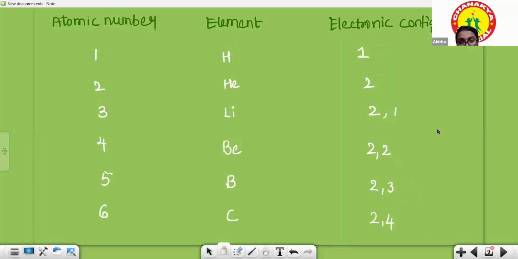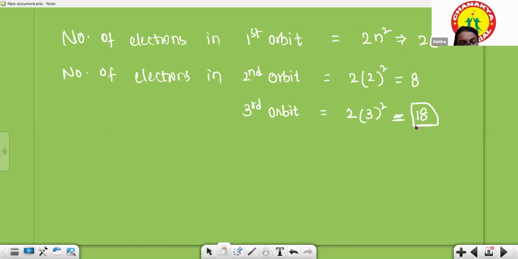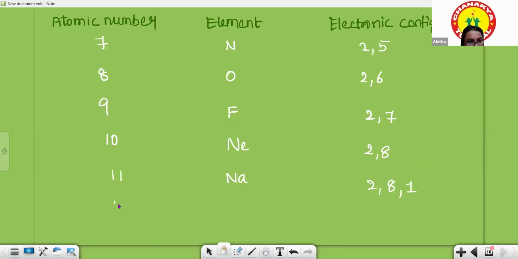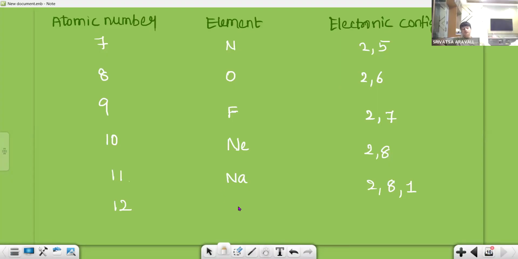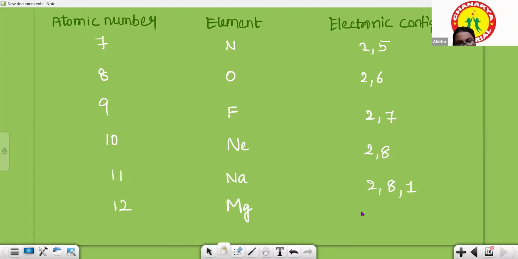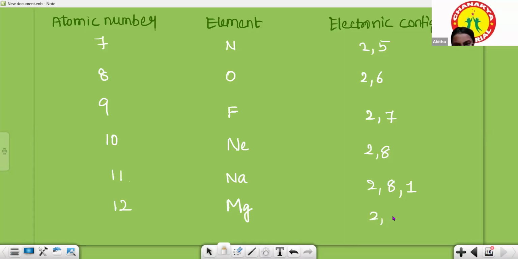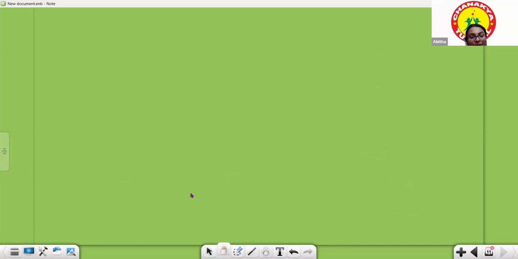Understand? So the third orbit can accommodate how many electrons? It can accommodate 18 electrons. Now tell me, atomic number 12 is going to be Mg, for magnesium. Very good. Now tell me how you are filling these 12 electrons. Tell me the pattern. 2, 8, 2. Very good, Srivatsa.